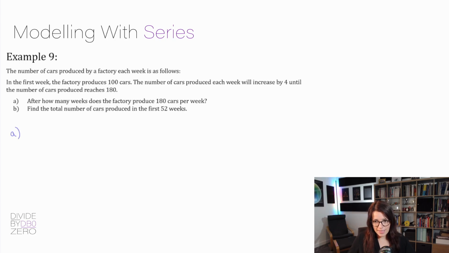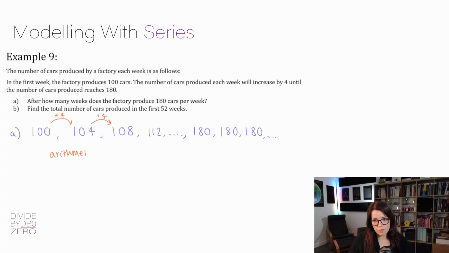So for part A, I would start by writing 100 for the first week, and then each week it's increasing by 4, so the next week will be 104, week after that will be 108, and so on, until it gets to 180, and then it's going to carry on being 180, according to that description. This definitely looks like an arithmetic sequence, common difference 4.